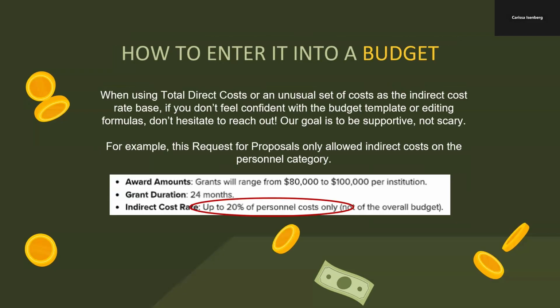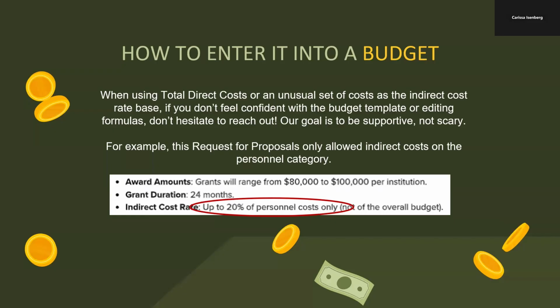As another aside, just because it happened to show up today in a grant I was helping someone work on, sometimes there is an unusual cost basis for indirect costs. If you don't feel confident editing the budget template or editing formulas, let us do that for you. We're not trying to be scary. We're trying to support and take out some of the pain of a painful, long process.